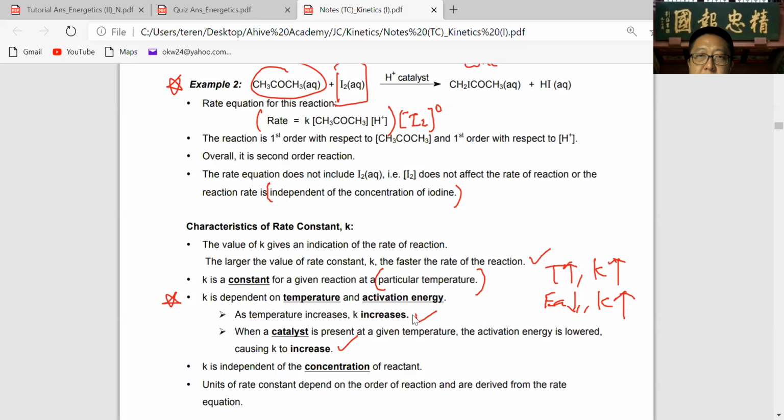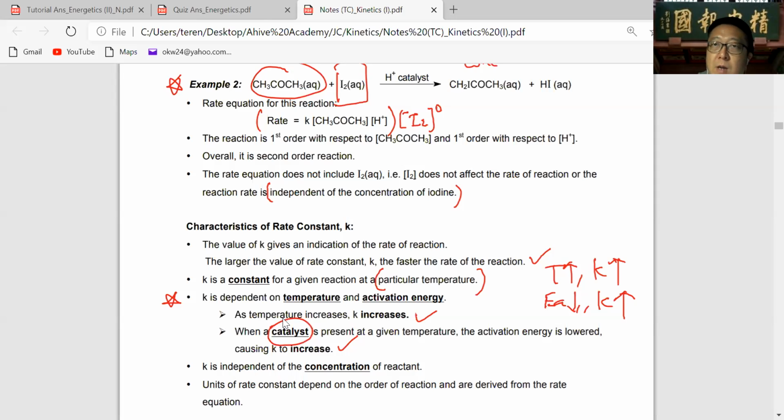Try to summarize what this point is talking about at the back of your mind. Very useful for where? MCQ. They will ask you what happened to K when this and this happened. Also, if you just select temperature and EA drop, your K will increase. So your K has an inverse relationship with activation energy. This activation energy can only drop when you use a catalyst.